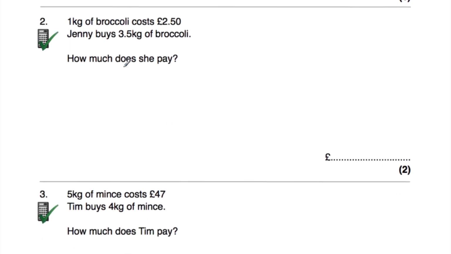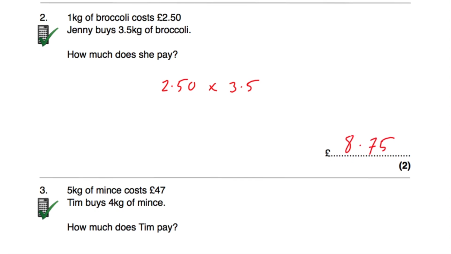Question number 2 says 1 kilogram of broccoli costs £2.50. Jenny buys 3.5 kilograms of broccoli. How much does she pay? So 1 kilogram costs £2.50. So if we want to work out the cost of 3.5 kilograms, we just need to multiply £2.50 by 3.5, because it's 3.5 kilograms. So it's going to be 3.5 lots of £2.50. So let's do that. £2.50 multiplied by 3.5, and it's a calculator question, so that's quite nice. £2.50 multiplied by 3.5 is equal to £8.75. So the answer is £8.75, and that's it. Okay, let's look at question number 3.